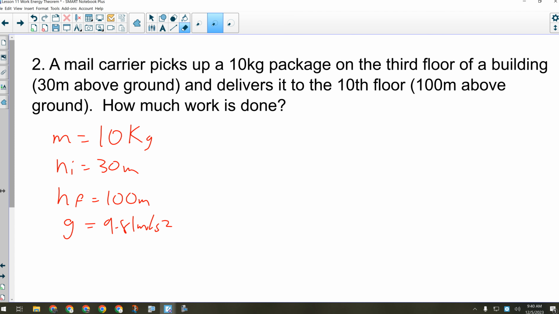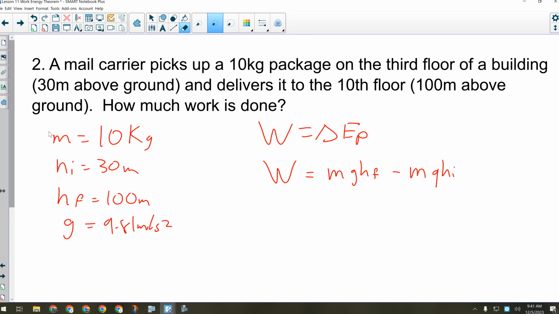If I take this parcel up to the other floor, what kind of energy am I changing about it? It's potential. It mentions nothing about it going faster or slower. So all I'm doing is changing the potential energy of this parcel. Since I don't have force and distance, I'm just going to leave W over here, but I'm going to do this: m times g times h final minus m times g times h initial. Will that calculate for me the change in the potential energy of the parcel?